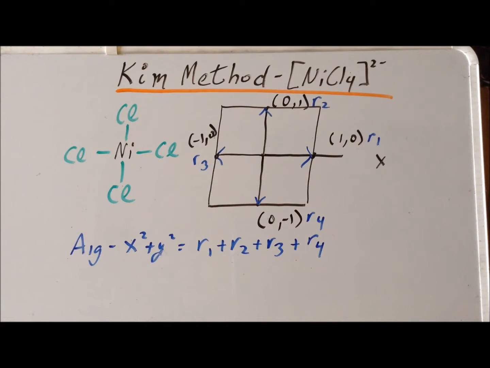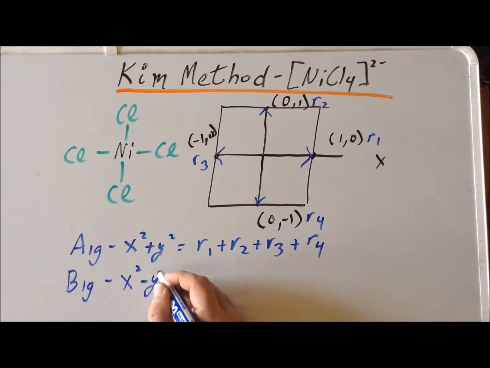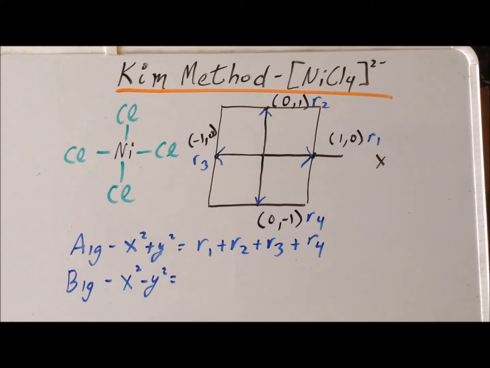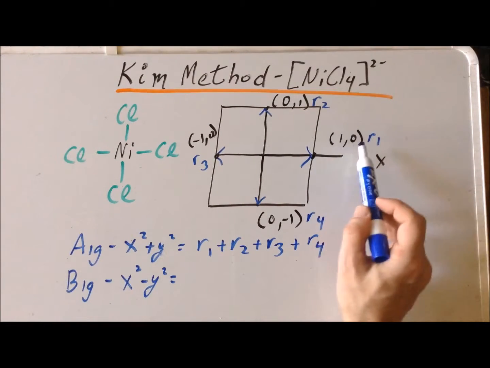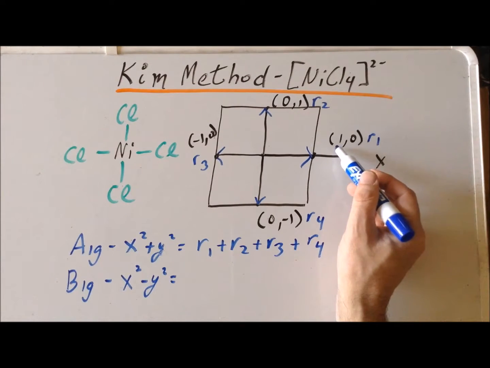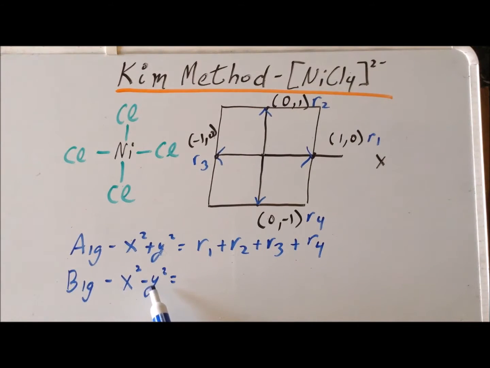The next irreducible representation that we're going to look at is B1g, and we notice in the character table for the group D4h that the basis function for B1g is x squared minus y squared. So again, using each of the vectors R1, R2, R3, and R4, we find the appropriate coefficient by substituting the values of the coordinates, the x and y values, into this basis function, and that becomes the coefficient. So for R1, x is equal to 1, y is equal to 0. So x squared minus y squared is again going to be equal to 1. So the coefficient of R1 is going to be 1.